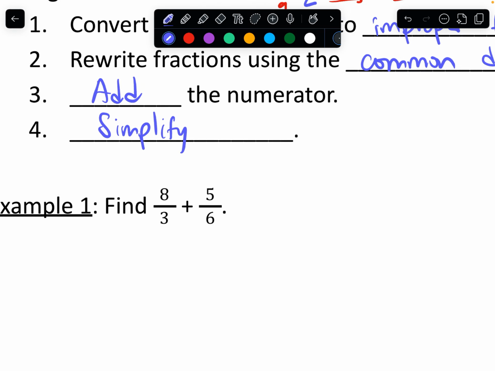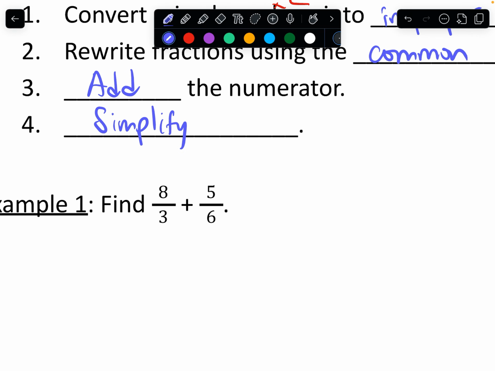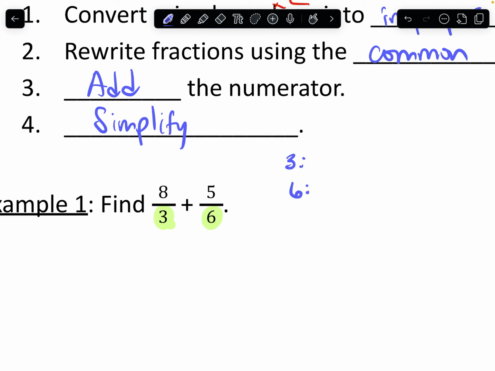So example number 1, add 8/3 plus 5/6. Looks like I'm already given these as improper fractions, so I don't need to change anything. Let's find common denominators. Denominators, once again, are the numbers on the bottom, 3 and 6. Between 3 and 6, what is my least common denominator? It looks like it's going to be 6, right? If you're curious how to find common denominators, find multiples. I have 3, 6, 9, 12. For 6, I have 6, 12, 18, right? And you want to find the least one that they both have in common. It looks like it is 6.